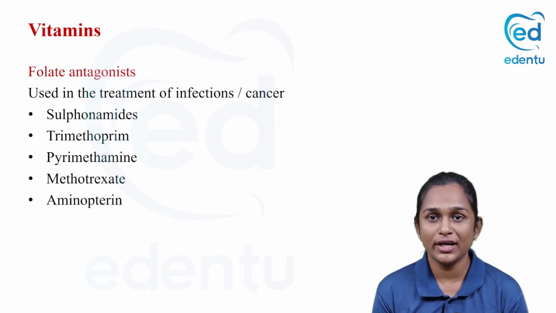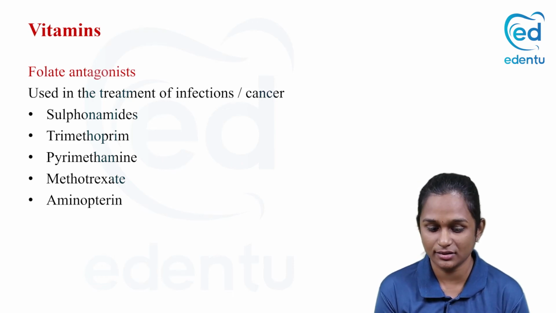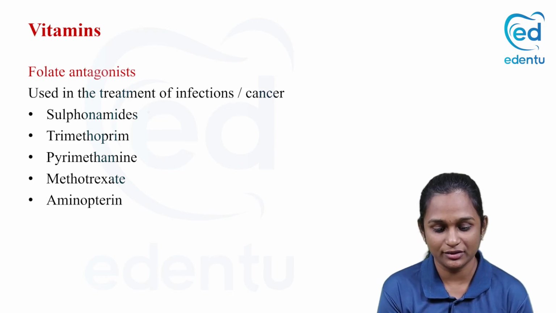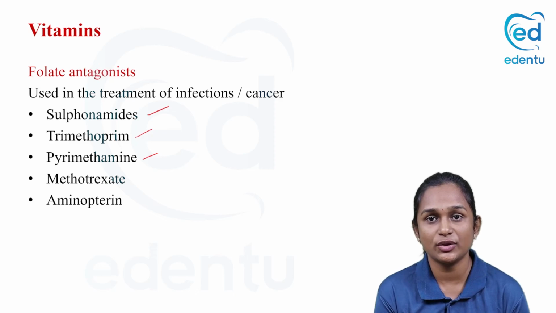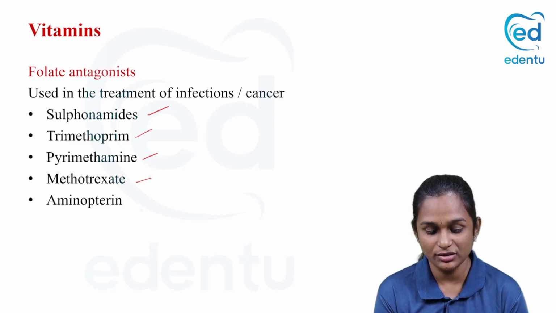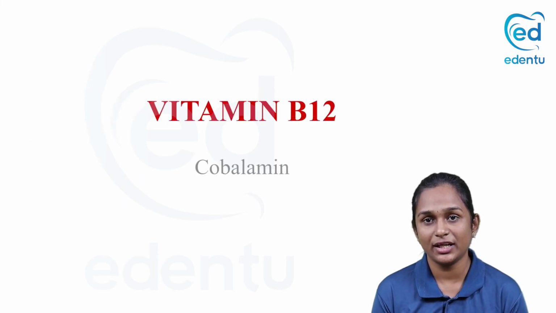So what are the folate antagonists which are used in the treatment of cancer, or which are used as antibiotics? Those are sulfonamides, trimethoprim, pyrimethamine. These are folate antagonists which are used as antibiotics, and methotrexate, which is used as an anti-cancer agent, and aminopterin. So this is about vitamin B9, folic acid.